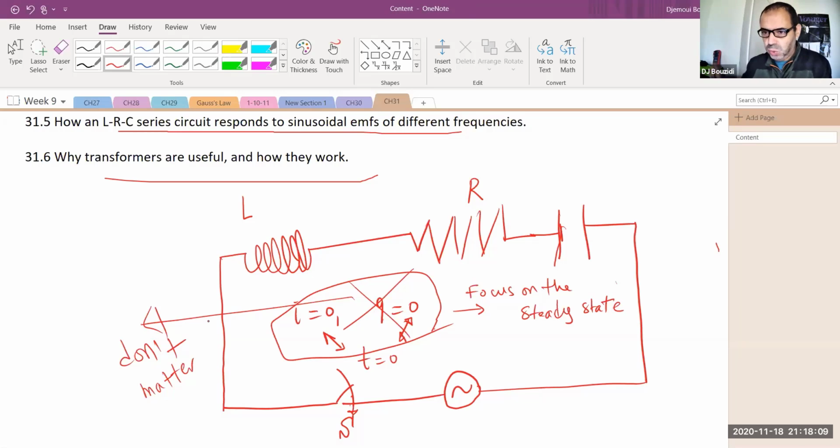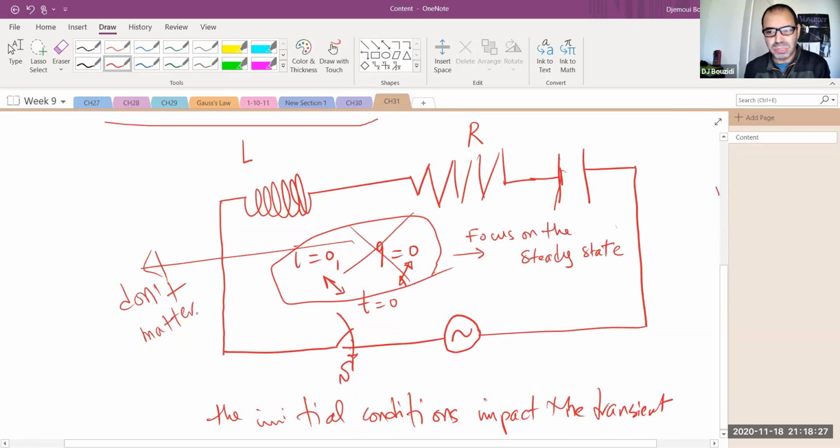So after I turn on the switch, okay, then I wait a long time. I don't care about the transient. There is a behavior initially that is going to deal with the transient. I'm going to wait until the circuit comes to a steady state. Basically, how is it impacted by the source? That is basically the focus. So the source in this case is going to be V naught cosine of omega t.